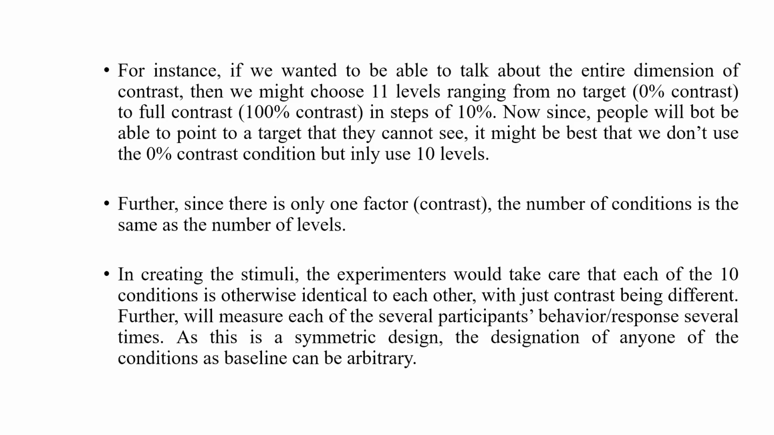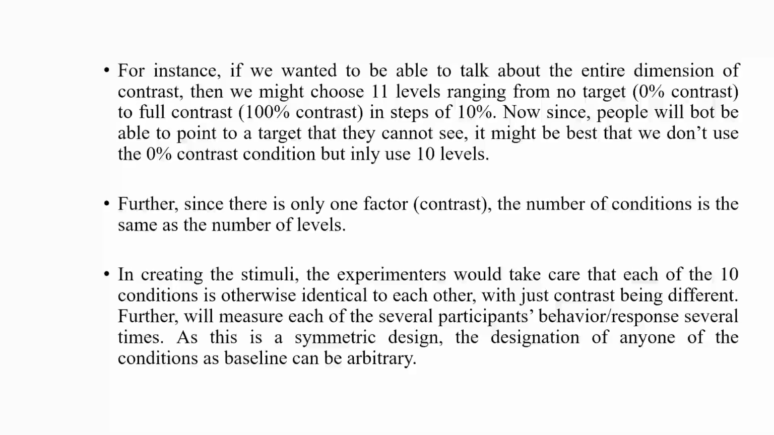So, let us say we wanted to talk about this entire dimension. We start with 0 to 100. So, we start at 0, 10, 20, 30, 40, 50, 60, 70, 80, 90, 100. So, we will have 11 levels. Now, since people will not be able to see this 0% target, we leave it and we are still left with 10 levels: 10, 20, 30, 40, 50, 60, 70, 80, 90, 100. So, we have 10 levels of contrast.